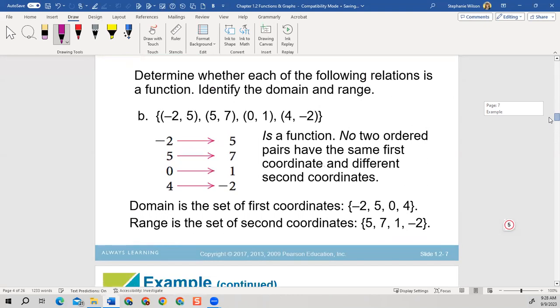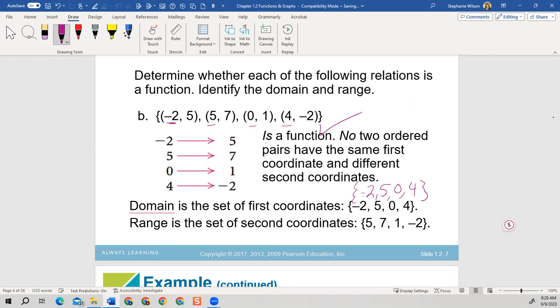Determine whether each of the following relations is a function in this next set. So let's look at it. All my domain values, if I was to list them, let's pull them first, are -2, 5, 0, 4. So yeah, it's a function. I'm going to say yes, it's a function because there's no repeated x value. And I can list them: -2, 5, 0, 4. Okay, so I'll list it.